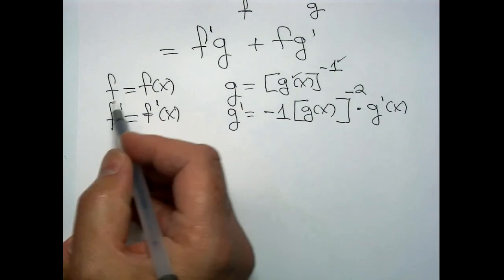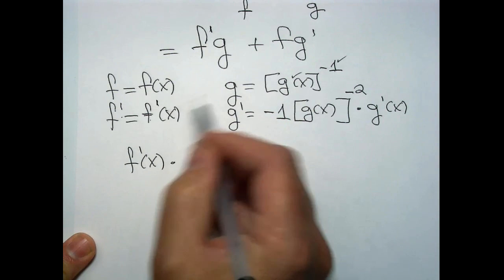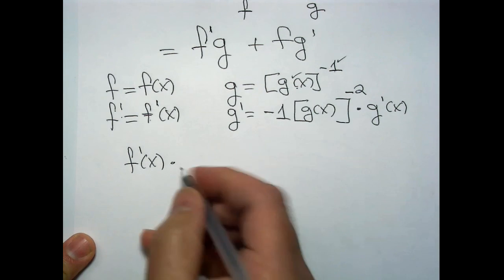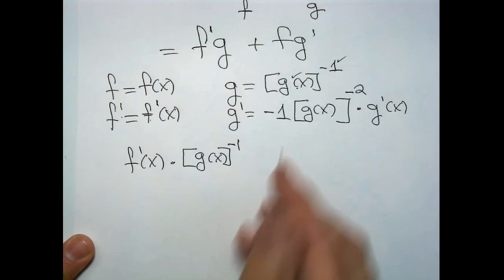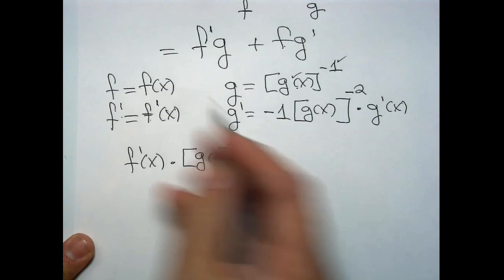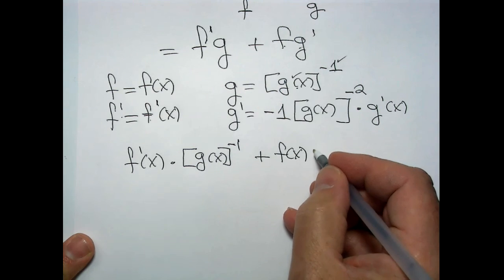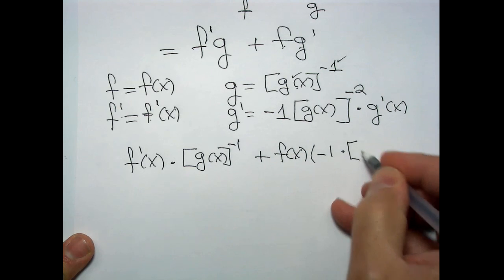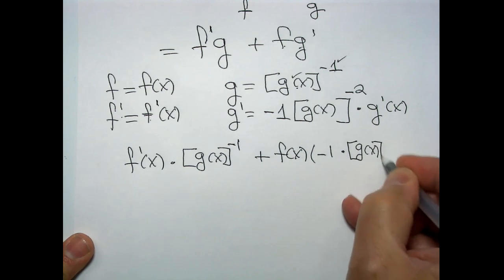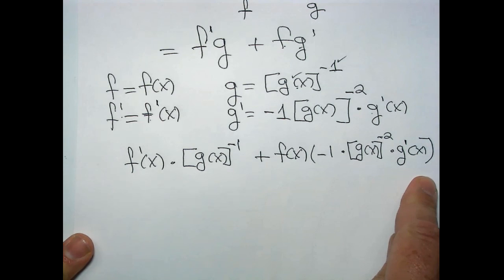Let's put this together. F prime is F prime. G is the old function raised to the minus 1 power. That's F prime G. Now plus F. Well, that's F right there, F of x, times G prime. Well, that would be times -1, the original function to the -2 power, and you get a G prime on top of that. That comes from the chain rule. So that's quite a bit over there.